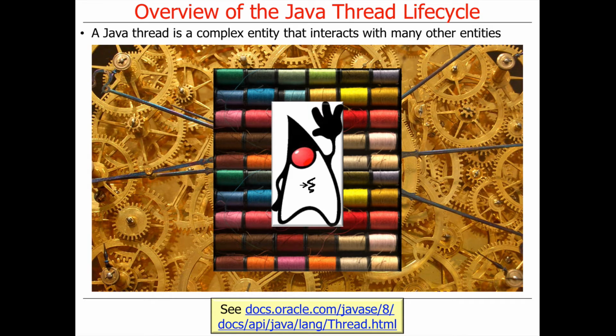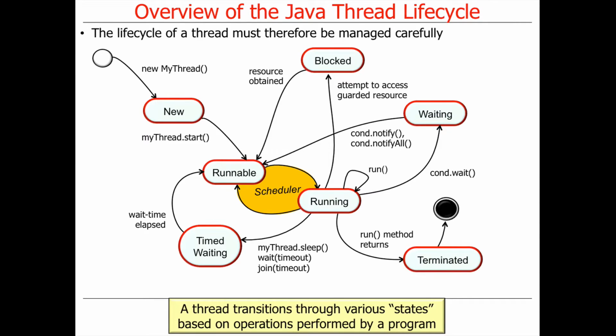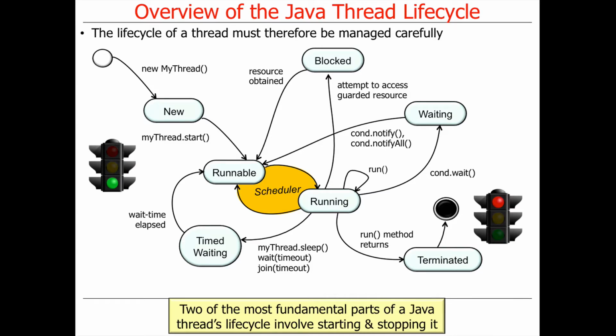A Java thread is a complex entity that interacts with many other entities. The lifecycle of a thread must therefore be managed very carefully. A thread transitions through various states based on operations that are performed by a Java program. Two of the most fundamental parts of a Java thread's lifecycle involve starting and stopping it.